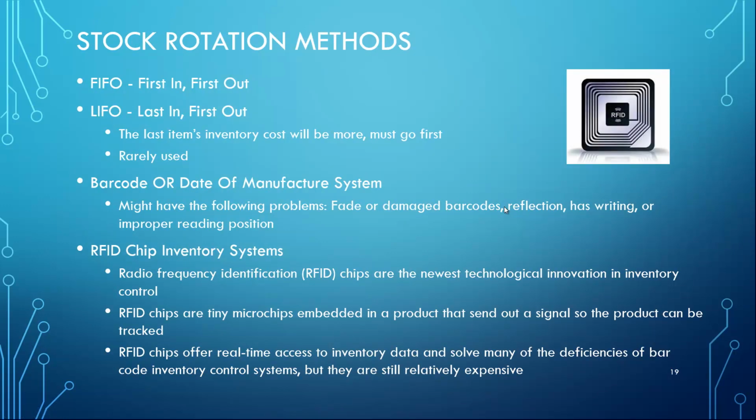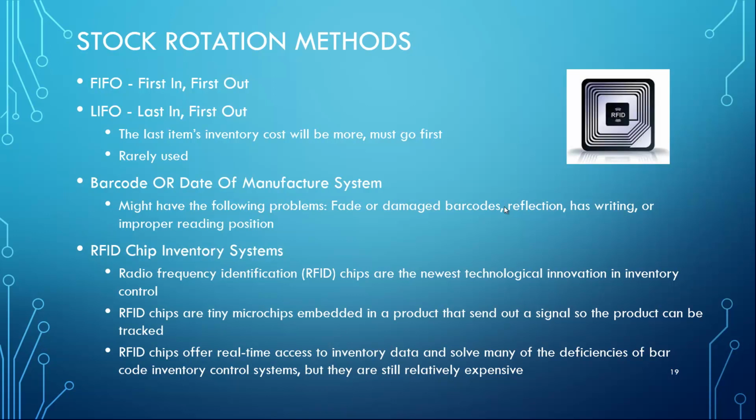There are three different methods of stock rotation which can be selected by the management based on the company's strategy. The most used is the first in, first out method, which will avoid any expiration or obsolescence of that item. Another method is last in, first out. That will be used because the cost of the last item in inventory will be more than the one that was there first. So to reduce the cost, we sell or pick the last item to arrive at the warehouse. This method is rarely used.